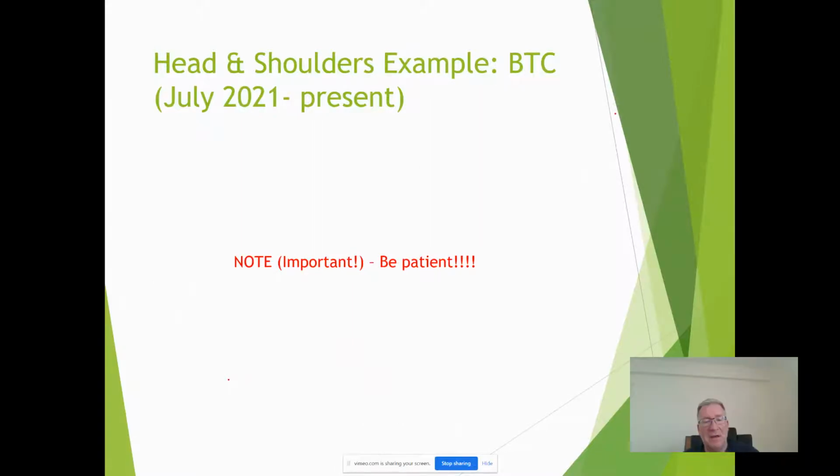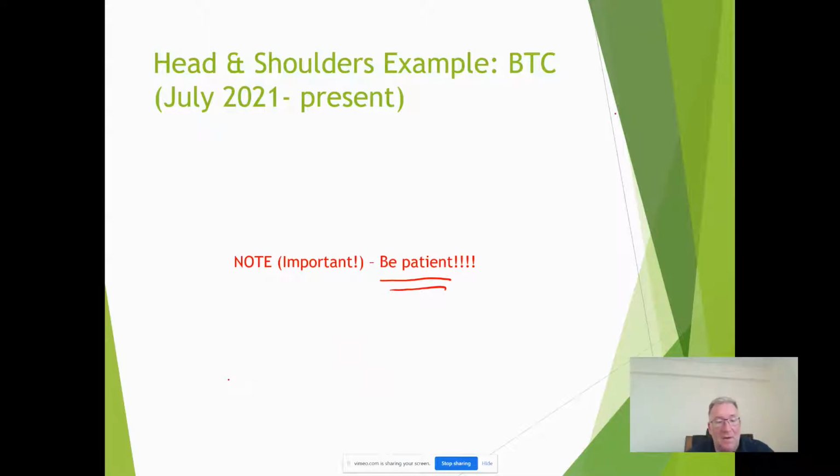Okay, so let me just give you an example. This is going to be on the daily chart. It's Bitcoin, July 2021 to the present. And I do want to note very, very clearly, when you are dealing with price action patterns, the most important lesson is to be patient. Don't second guess things. You set your criteria on when you're supposed to enter, and don't enter before that happens. Let it confirm.